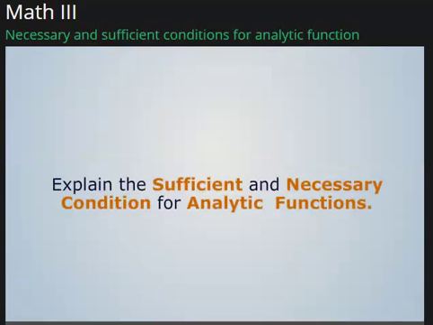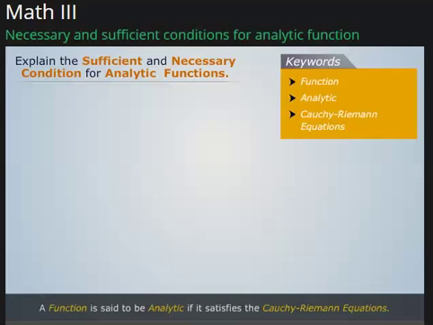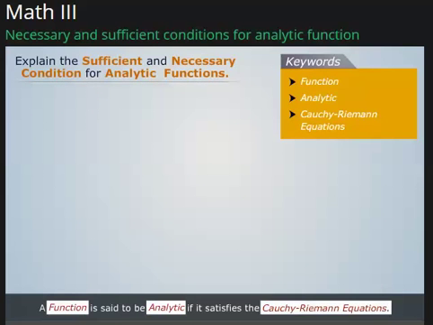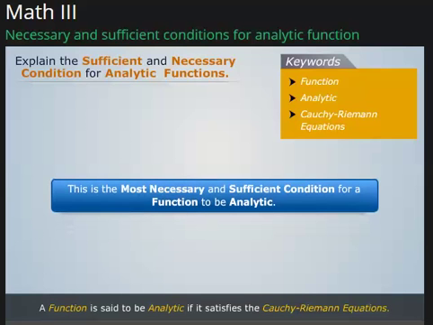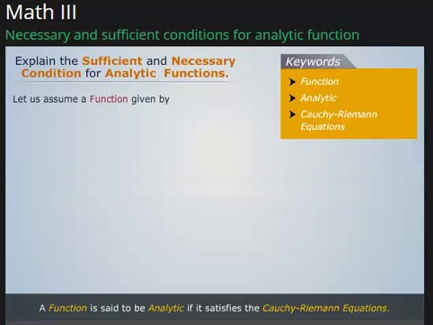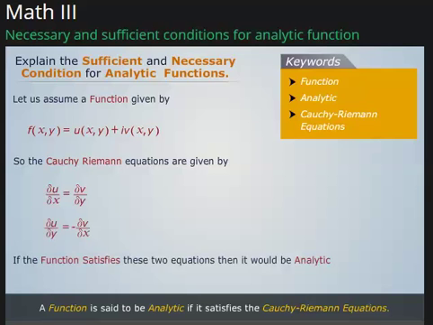Explain the sufficient and necessary condition for analytic functions. A function is said to be analytic if it satisfies the Cauchy-Riemann equations. This is the necessary and sufficient condition for a function to be analytic. Let's assume a function given by. So the Cauchy-Riemann equations are given by. If the function satisfies these two equations, then it would be analytic.